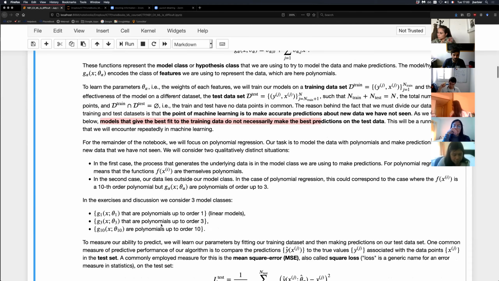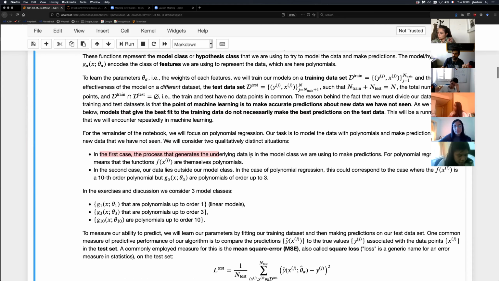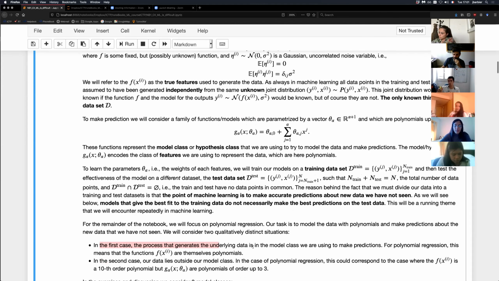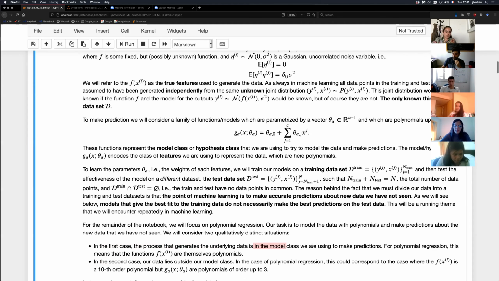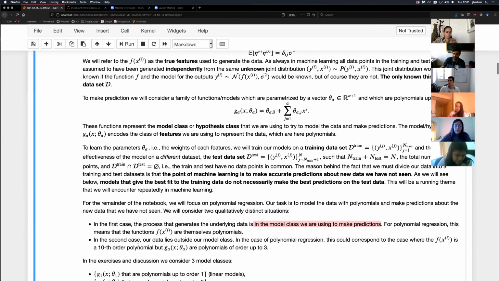All right. So we'll consider two situations. In the first case, the process that generates the underlying data, this rule, will belong to the model class that we use to make predictions. What does it mean in polynomial regression? It means in a case where the true function underlying the relation between input and output is itself a polynomial of an order which is low enough to be included in our hypothesis class.